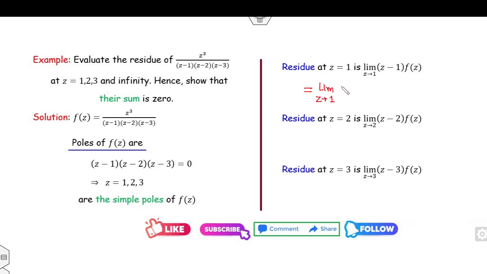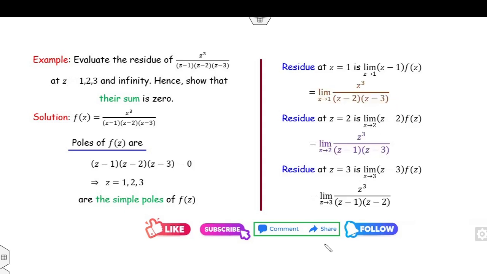z approaches 1. I can substitute the value of f(z). z minus 1 will be cancelled out, leaving z minus 2, z minus 3. Similarly for the other cases. Now you can substitute the value. It's 1 over (1 minus 2)(1 minus 3), which is 1 over 2. For the second case, 8 over (2 minus 1)(2 minus 3), which is minus 8. And similarly for the third case, you will get the answer as 27 over 2.